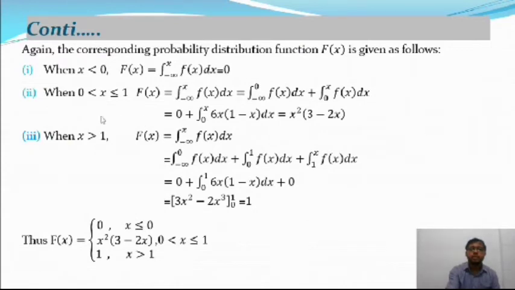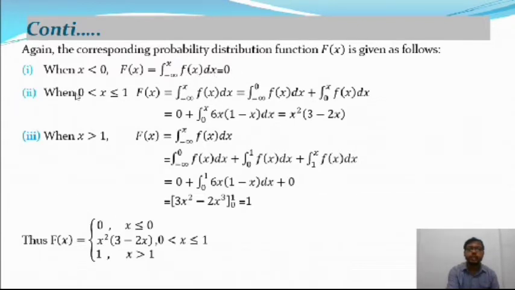So again, the corresponding probability distribution function is denoted by capital F of x, and is given as follows. When x is less than 0, that means minus infinity to 0, the functional value in the probability density function, F of x is equal to the integral from minus infinity to x of f(x) dx. In that interval the functional value is equal to 0, so 0 into dx is equal to 0.